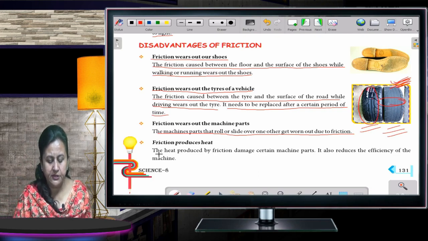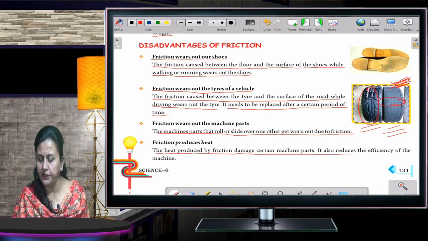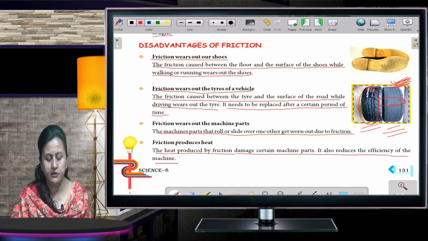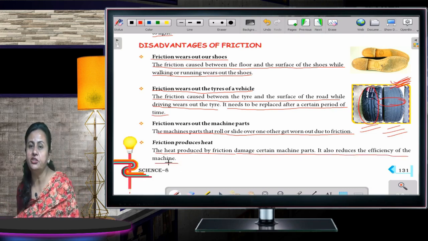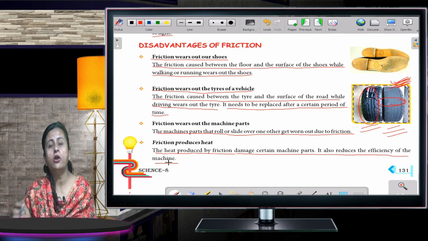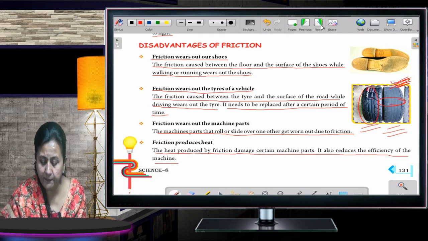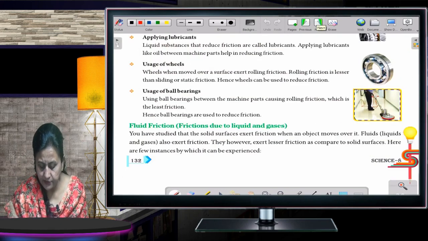Friction produces heat. The heat produced by friction damages certain machine parts. It also reduces the efficiency of the machine. Okay, every time the machine is working, and when you keep on moving, what happens? A lot of heat is produced and many parts of the machine get damaged. Okay, now moving to the next one.